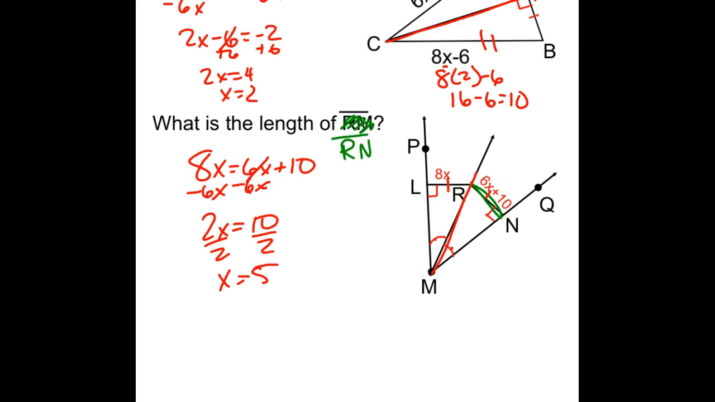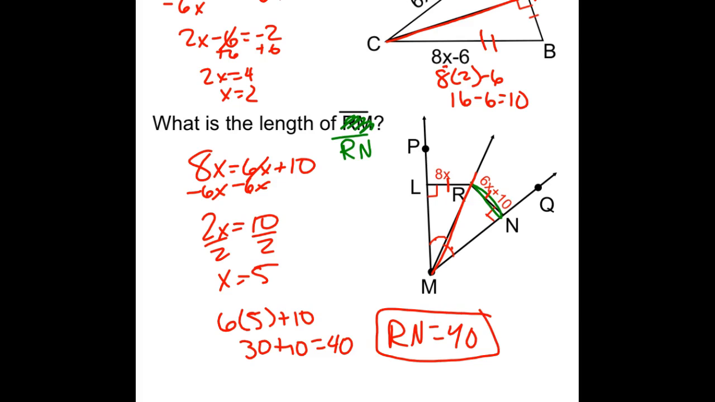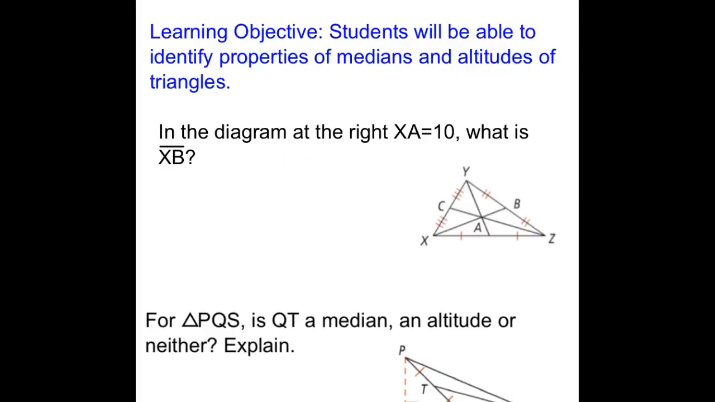So RN is 8 times 5 plus 10, or sorry, 6 times 5 plus 10. So go plug that in. And we get 30 plus 10, which is 40. RN equals 40. Okay, so you can kind of see some of the stuff that's going on here. Lots of congruent parts are created. After that, we talked about identifying properties of medians and altitudes of triangles.